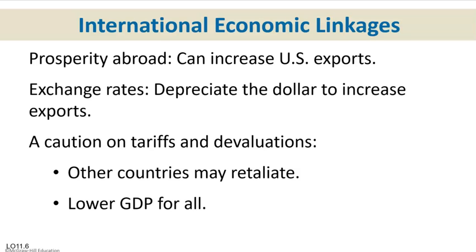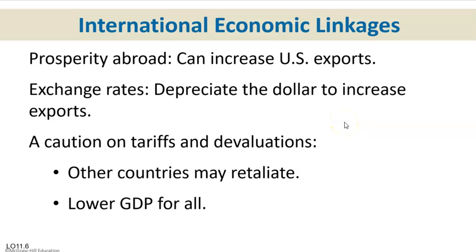So one thing that governments need to keep in mind is when they put in trade restrictions like tariffs or devaluation that is specifically trying to depreciate their currency to increase exports, it may cause other countries to retaliate. So other countries may also put in tariffs or try to depreciate their currencies. And these can cause GDP to fall in both countries. And remember that our GDPs are linked because of the exports that we purchase from each other. So if one country's GDP is falling, the other country's GDP will fall as well.